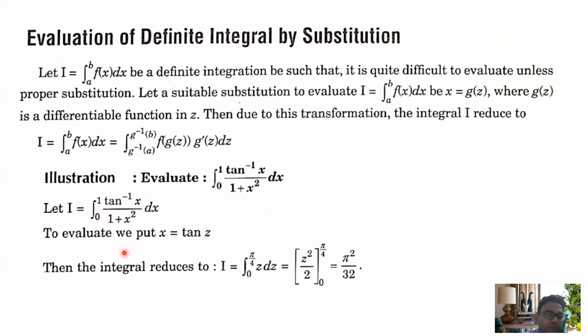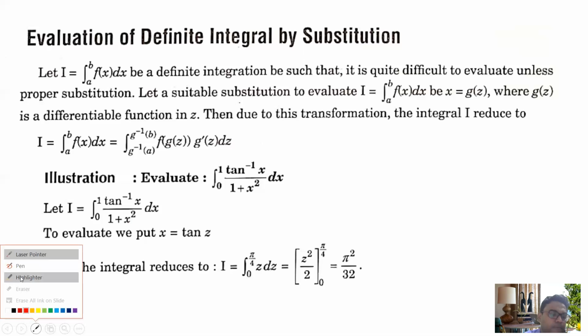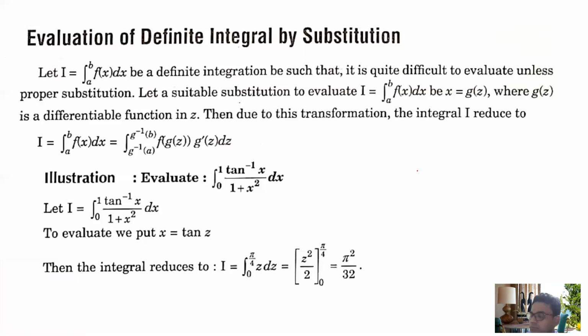Just please check carefully. x is equal to tan z. This implies z is equal to tan inverse x. What is dz? dz is equal to 1 by 1 plus x square into dx.